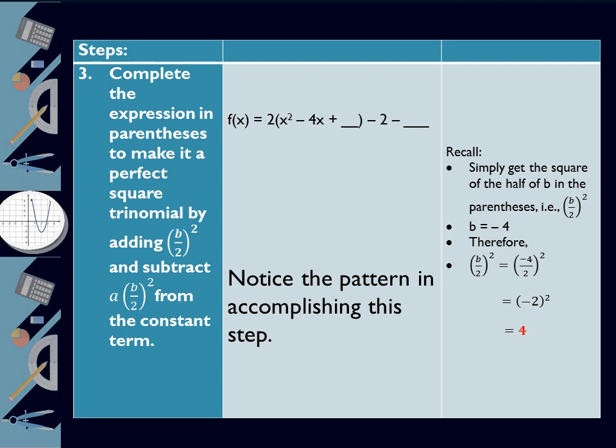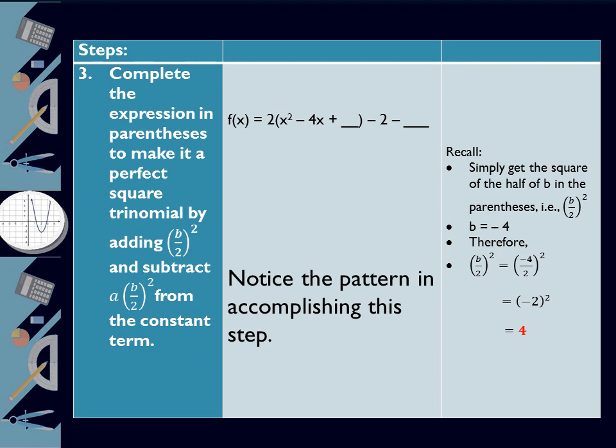We simply have to get the square of the half of b. But first things first, we will identify what b is. b is equal to -4. This is actually the coefficient of x. So after identifying your b, you divide it by 2. So -4 divided by 2 will give you -2. And then after that, you square it. So -2 squared, or -2 times -2, is equal to +4.